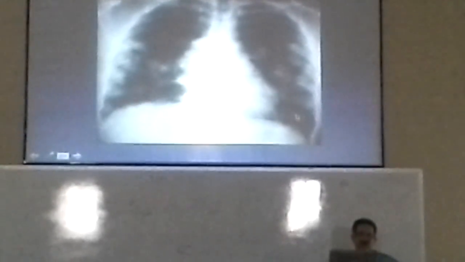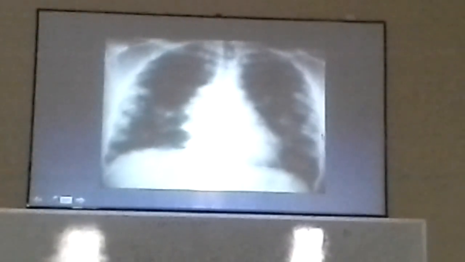Yes. If you see multiple rounded densities like this, big densities. Malignancy. What kind of malignancy? Metastasis. Typical appearances of metastasis. If you see multiple rounded densities in both lung fields, always think of metastasis. Yes, what is your diagnosis?